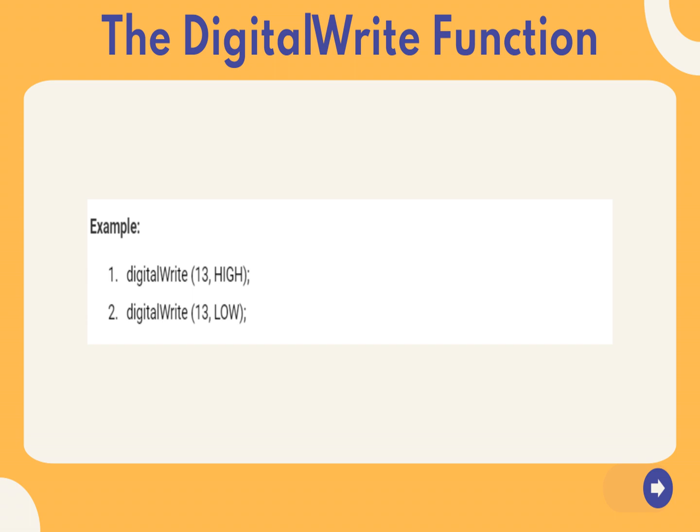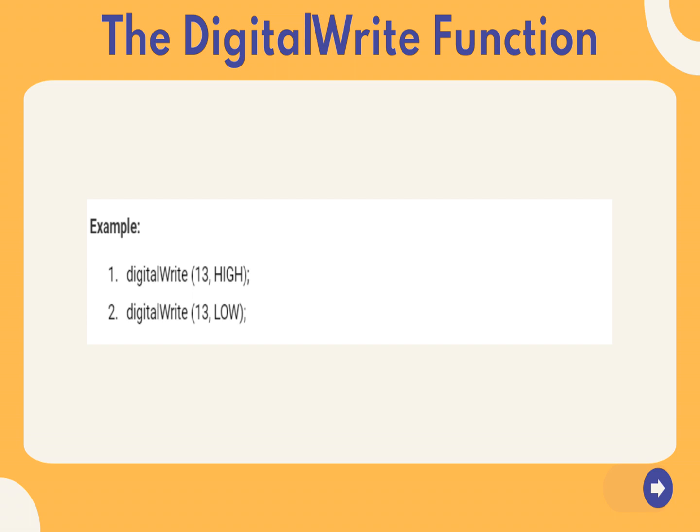What is the difference between the digitalWrite and the digitalRead function? Well, the digitalRead function will read the high or low value from the digital pin, while the digitalWrite function is used to set the high or low value of the digital pin. Basically, one will tell you the status of the pin, while the other will actually change the status of the pin.